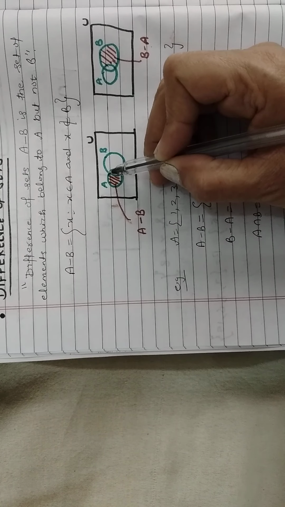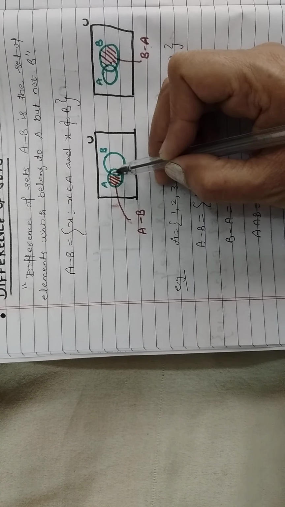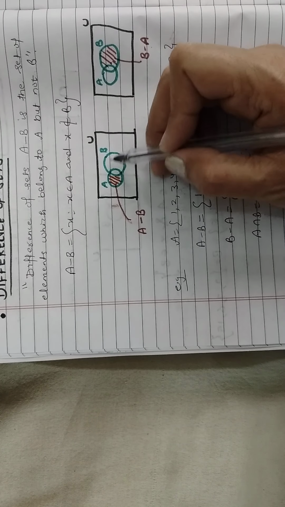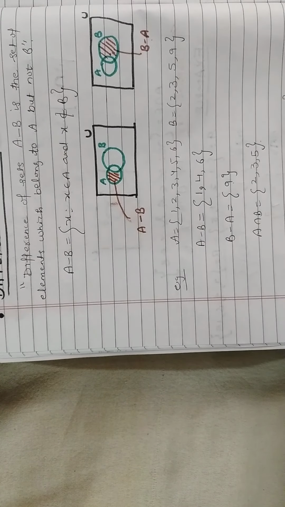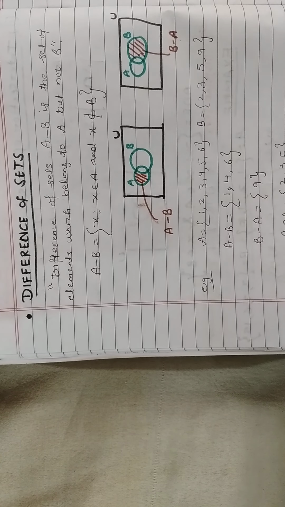This is A minus B, this is B minus A, and this is A intersection B. Combining these, you will get A union B. So today you have learned three concepts: union, intersection, and difference of sets.